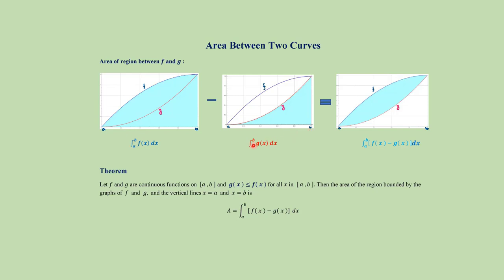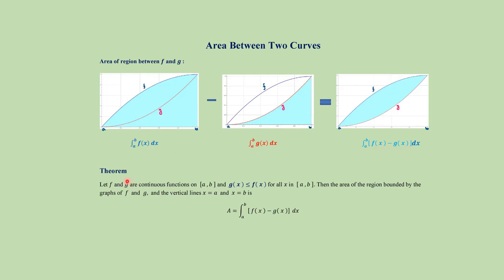Now, if we subtract the second one from the first one, then we will get the area of this shaded part. That means the area of the shaded part is the integration from a to b of f of x minus g of x.